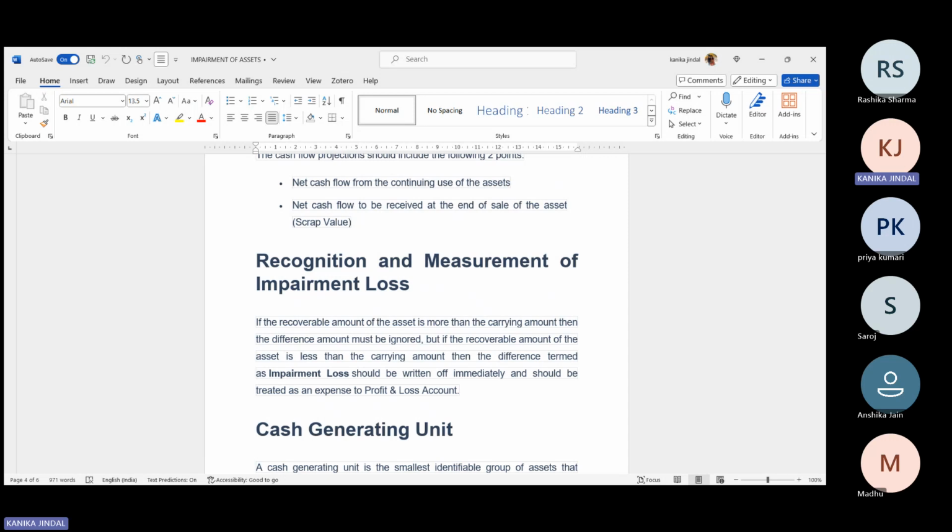But if the case is different, if the recoverable amount of the asset is more than the carrying amount, then that difference is ignored. I hope this is clear to everyone. How do we recognize and measure the impairment loss?